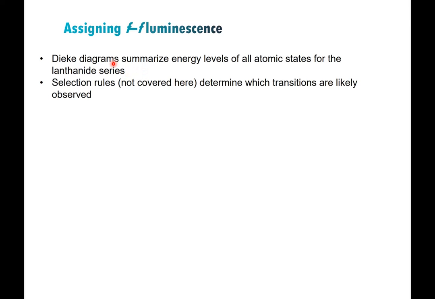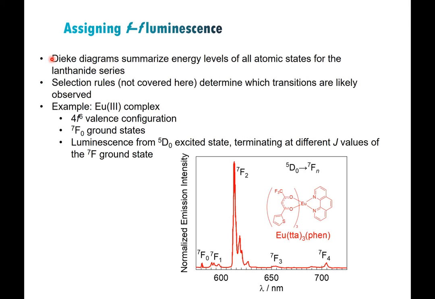So it'll have the ground state as the lowest one, and then all the different excited state terms above that. And then there are selection rules that I'm not going to cover here that determine which transitions are most likely observed. But again, the energy of those transitions is very predictable based on the identity of the ion. And so using the Dieke diagram, we're just comparing to other compounds of that same metal ion. You can determine which transition is which, usually in a pretty straightforward fashion. So here's an example of that.